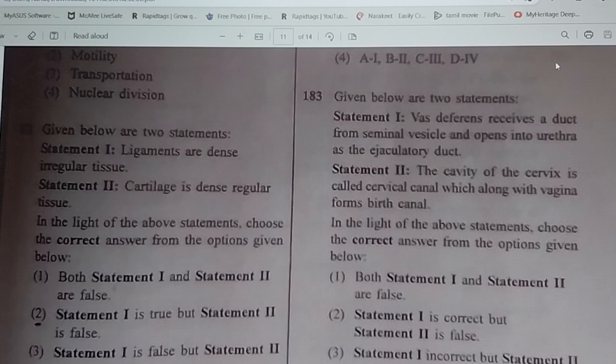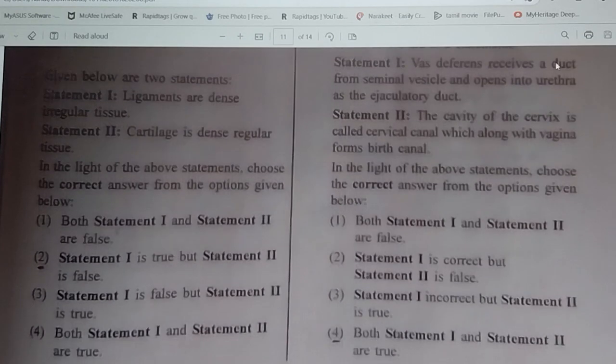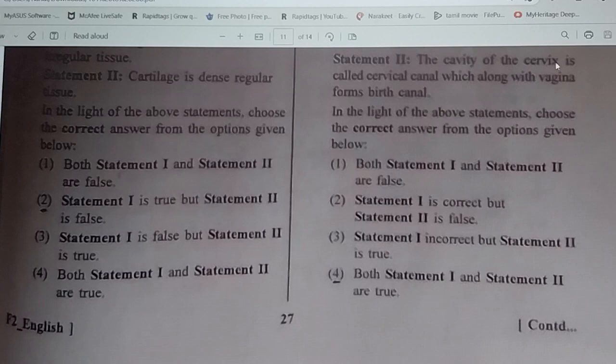181. Ligaments are dense irregular tissue, wrong. Cartilage is dense regular tissue, that is also wrong. So 181, both statements are false, which is option A.